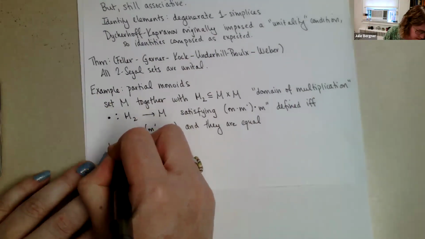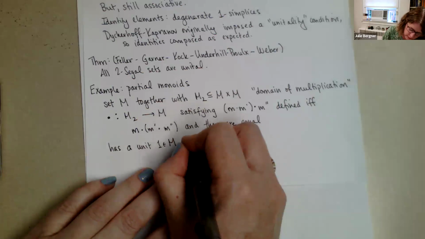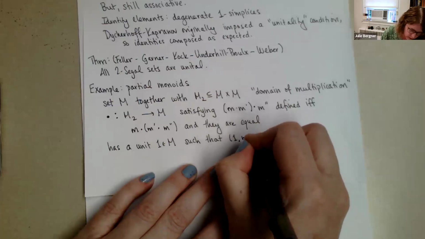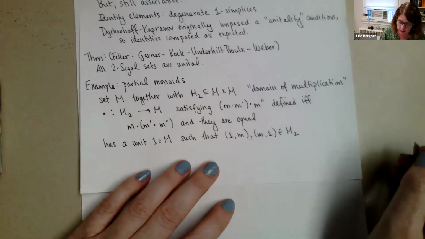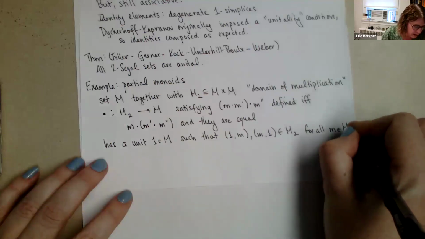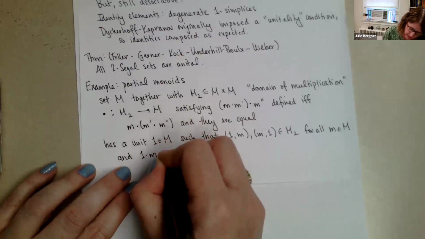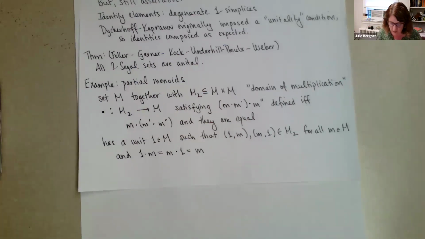It also has a unit, an identity element, such that 1 comma M and M comma 1 are always required to be in the domain of multiplication for all elements M of M. And the result of multiplying them is the same for both of them, which is M. So this is this unitality condition, a little more explicit than what I said above for this example.